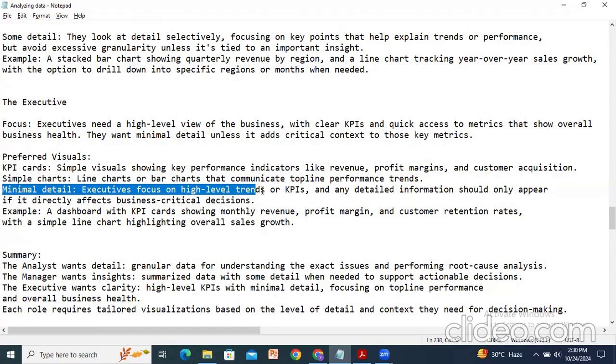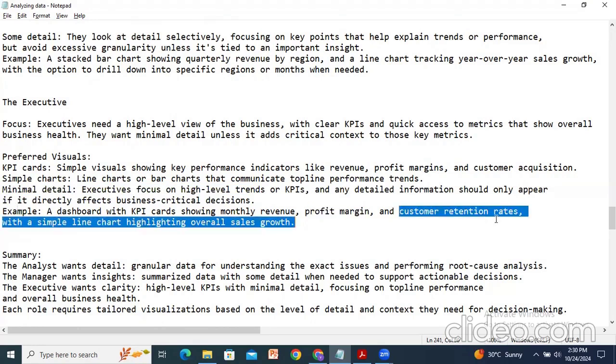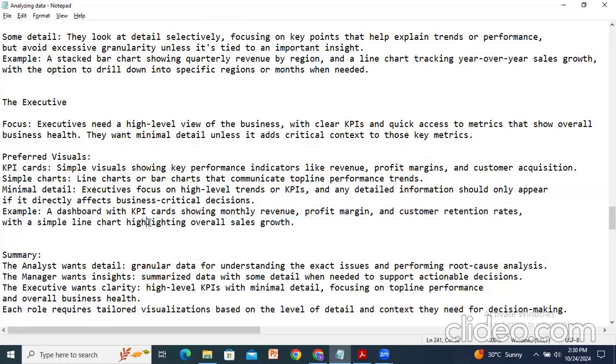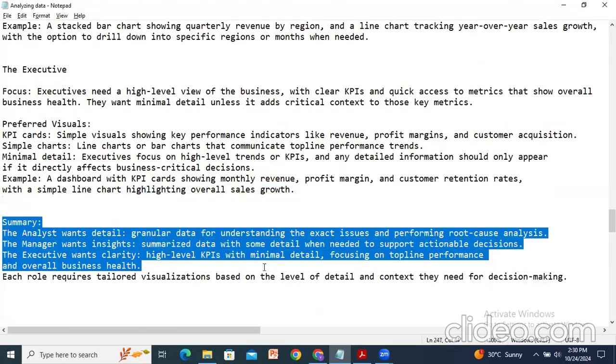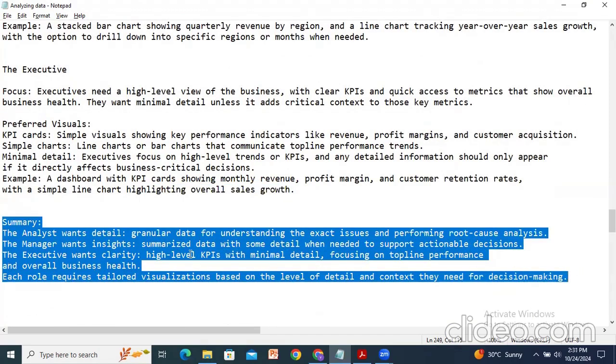That is the KPIs. And an example here: a dashboard with KPI cards showing monthly revenue, profit margin, and customer retention rates. It's a simple line chart highlighting the overall sales growth, etc. And summary. This is the summary for analyst, manager, and executive.